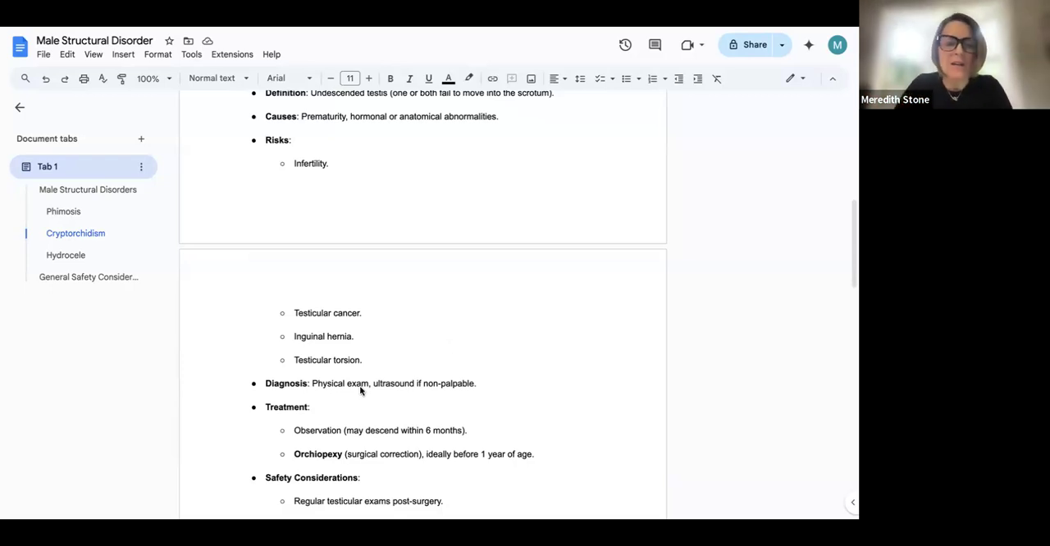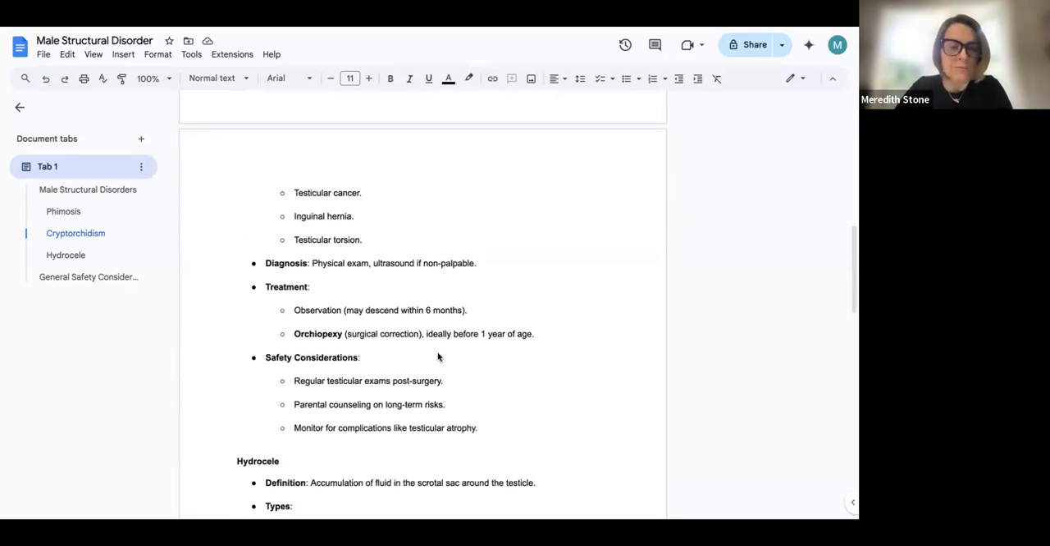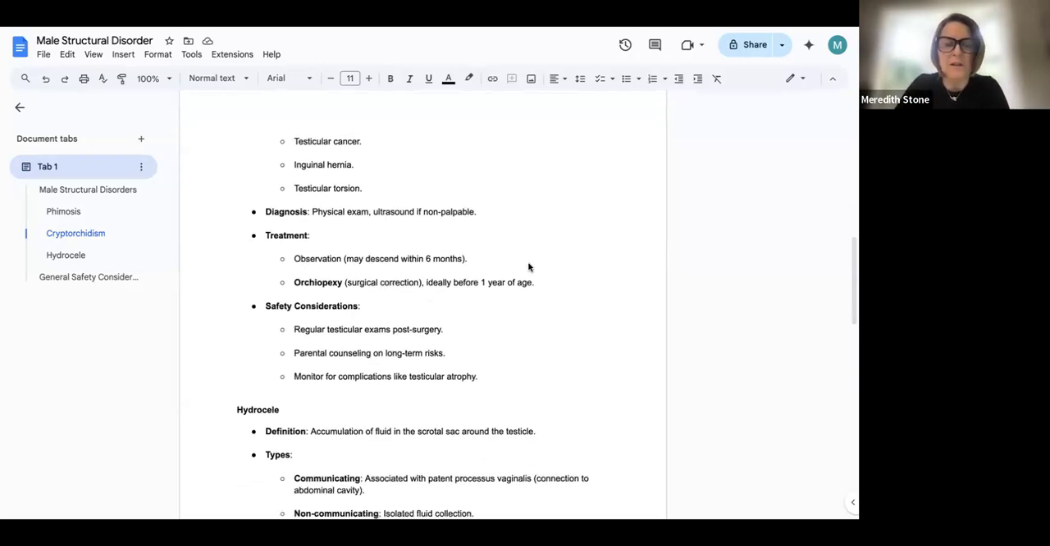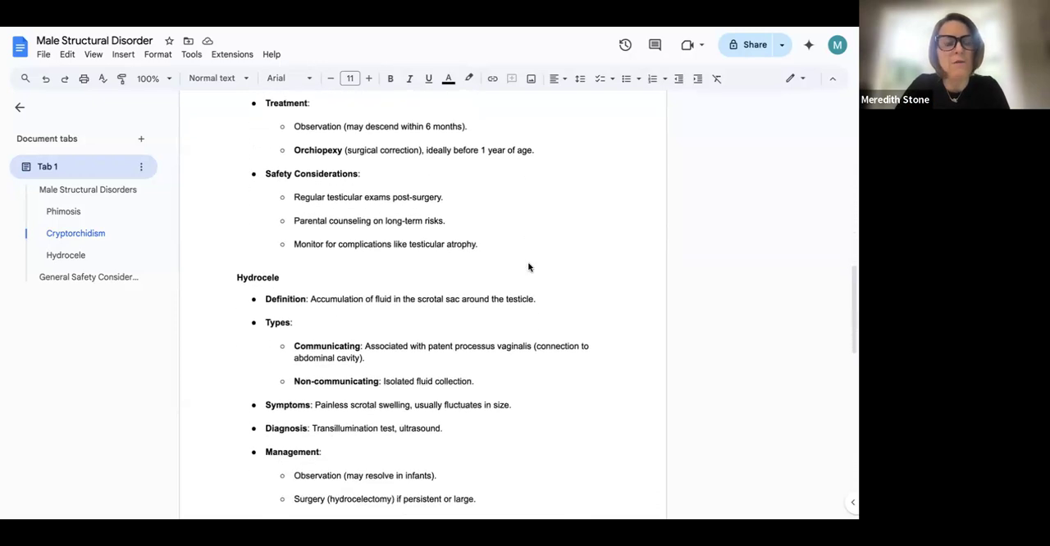If you can't palpate it, then an ultrasound is used to diagnose it. You watch to see if it's something that's just delayed and will descend over time. If not, then surgery can be done to bring it down. And again, it's ideal to get that done early, so under a year. You want to make sure that you are monitoring for complications, and if they have surgery, any of the post-op complications that we would normally look out for.